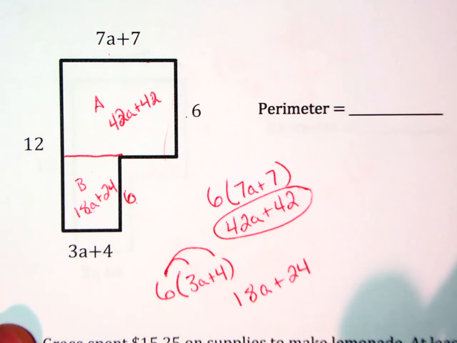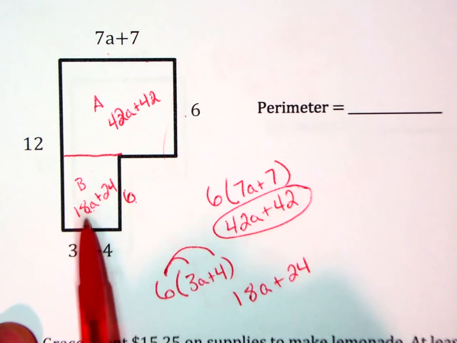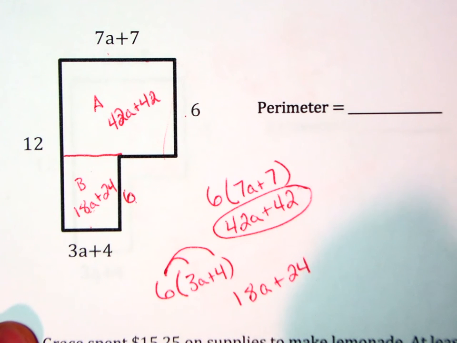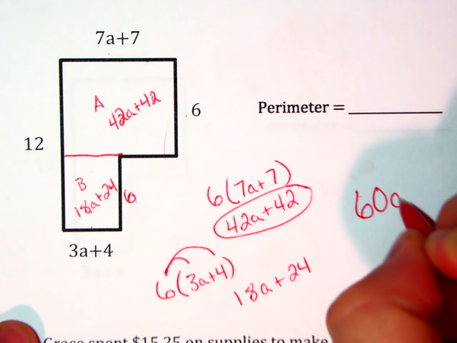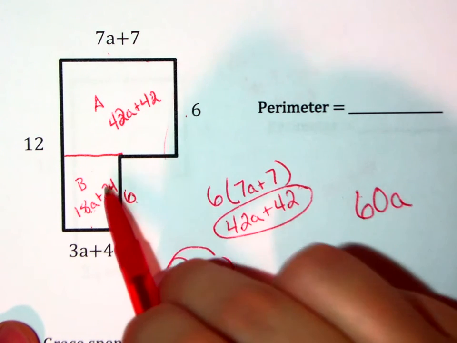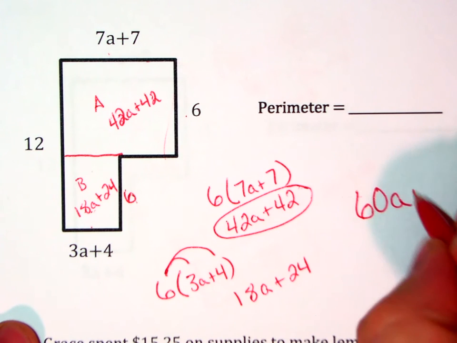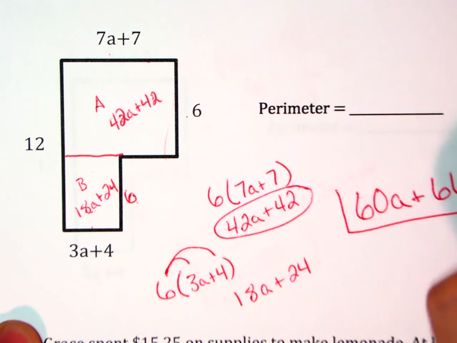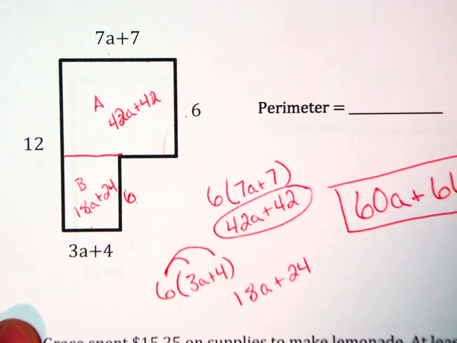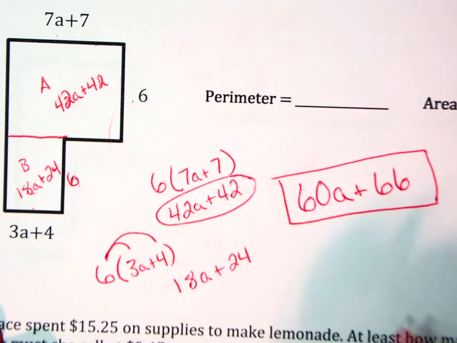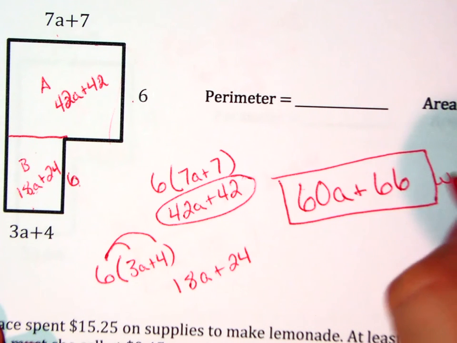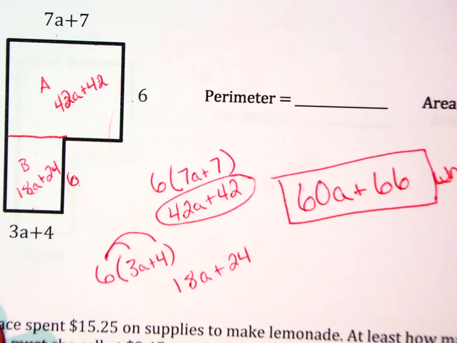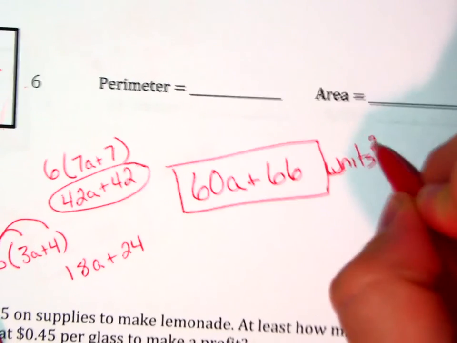Now in order to find the area of the entire shape, I add the area of my two rectangles together. 42a plus 18a is 60a. 42 plus 24 is going to be 66. So my area of this shape is 60a plus 66, and we can call that units squared, since we weren't given a specific unit.